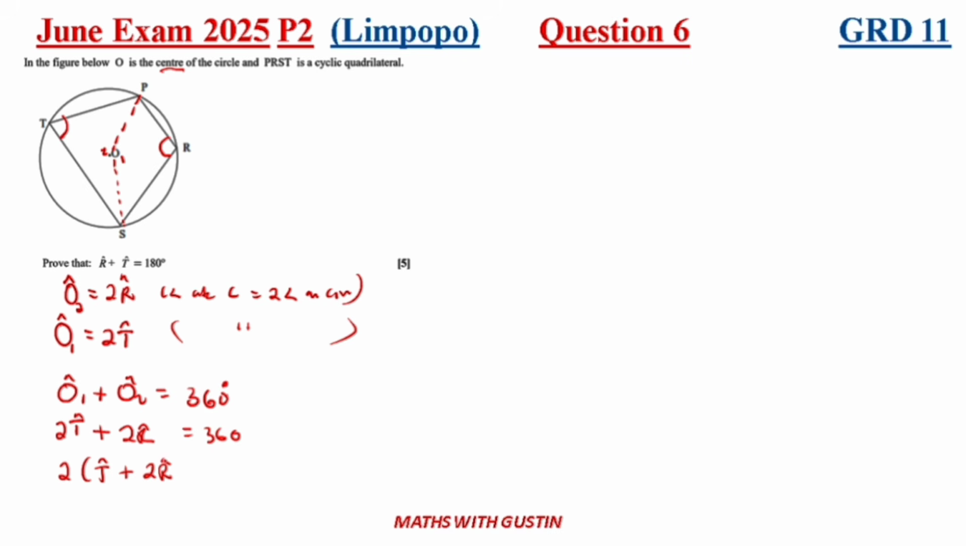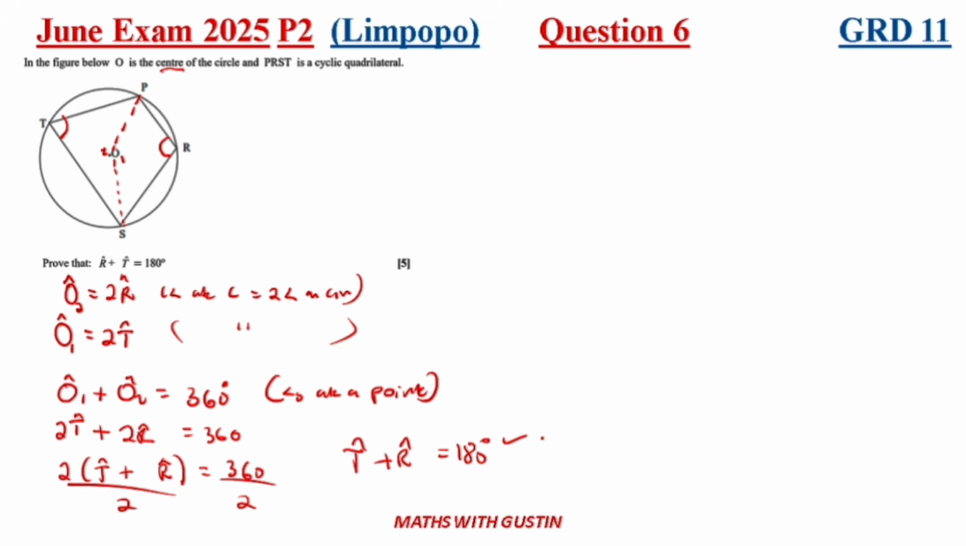After doing that, okay, we didn't give a reason there. Sorry about that, guys, I'm thinking about something else that I forgot. Here we didn't give a reason. These are angles at a point. Angles at a point all around give us 360. So divide by 2, divide by 2. So now you have successfully proven that angle T plus angle R is equal to 180. With that said, you get your full 5 marks.